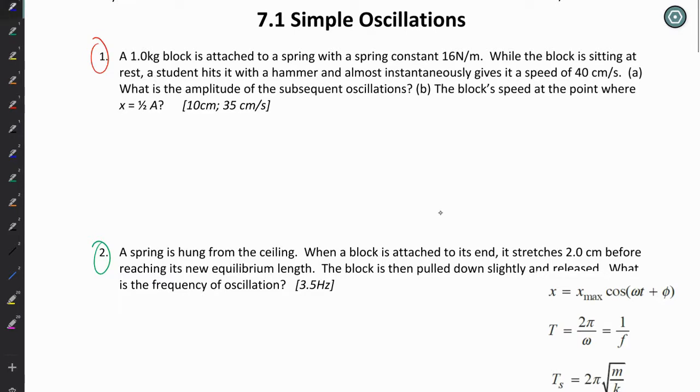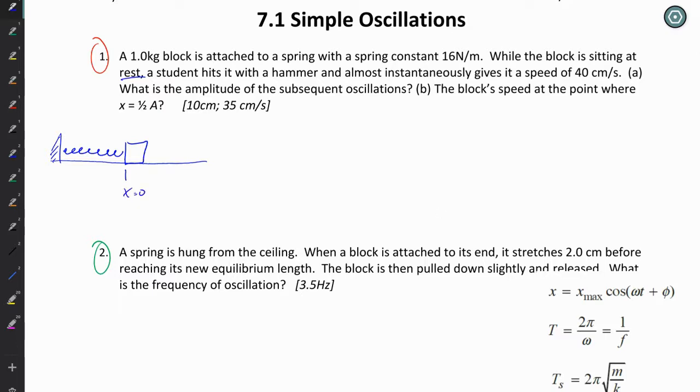It's attached to a spring, so we're not told about its orientation. Let's guess that it's horizontal, and it's attached to a spring like this. So if we're told that it's initially at rest, then it's at equilibrium. It's just sitting there. So let's call that location position 0.